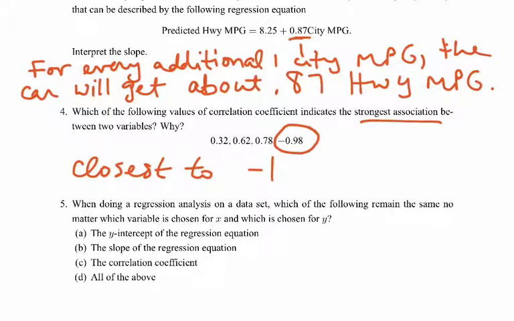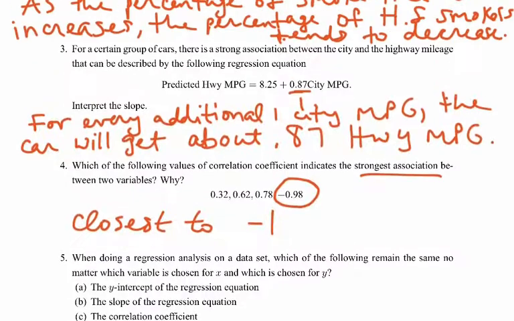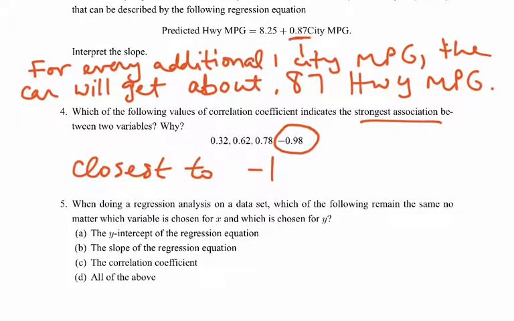And then the last question, when doing a regression analysis on a data set, which of the following remain the same, no matter which variable is chosen for x and for y? Well, it's not the y-intercept and it's not the slope, because remember, those both give you the equation of the line. The equation of the line changes depending on which variable is x and which variable is y. What stays the same, though, remember, that was the correlation coefficient. So that will be the same regardless of which is your independent and which is your dependent variable.